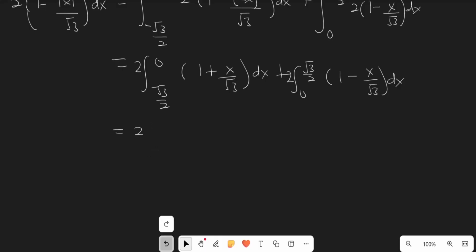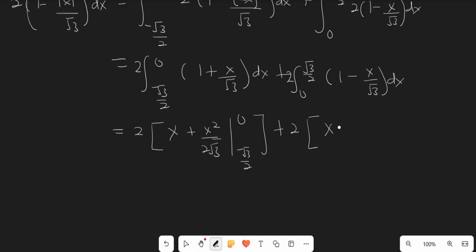We can now integrate. The integral of the first is x plus x squared over 2 square root of 3, integrated from negative square root of 3 over 2 to 0, plus 2 times the integral of the second, which is x minus x squared over 2 square root of 3, integrated from 0 to positive square root of 3 over 2.